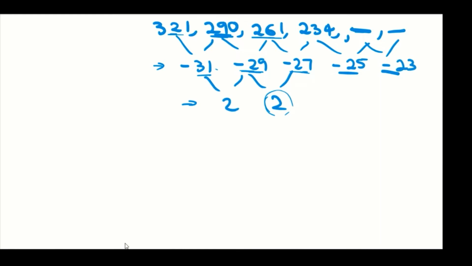So what we're going to do is take this 234 and add it with this minus 25, and we get our following term, which will be 209. And then we do the same thing: we say this 209 plus this minus 23, and we get 186. So these are our next two terms of the sequence.